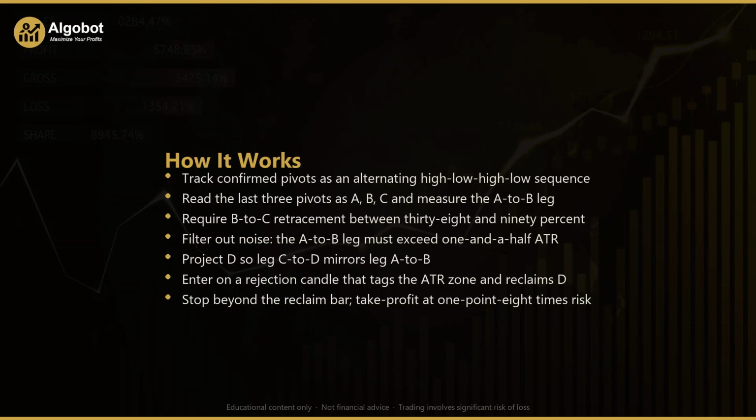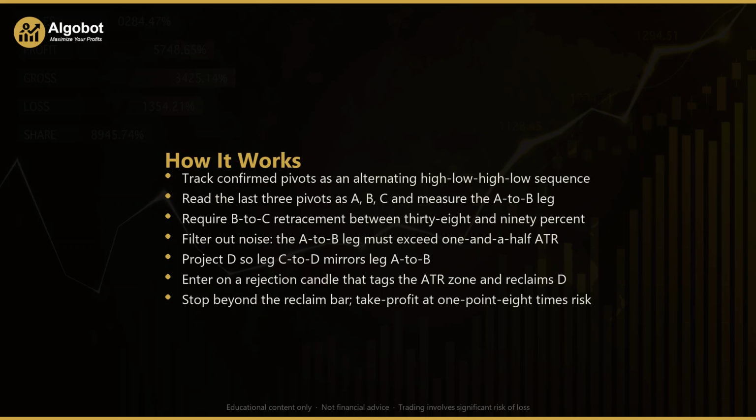Now the entry. The strategy signals a buy only when a bar dips into that completion zone and then closes back above the D level as a bullish rejection candle. At that point, the expert advisor enters long. The stop loss is placed just beyond the reclaimed bar's low, offset by a fraction of the ATR, and the take profit is set at 1.8 times that stop distance, a fixed reward-to-risk ratio.